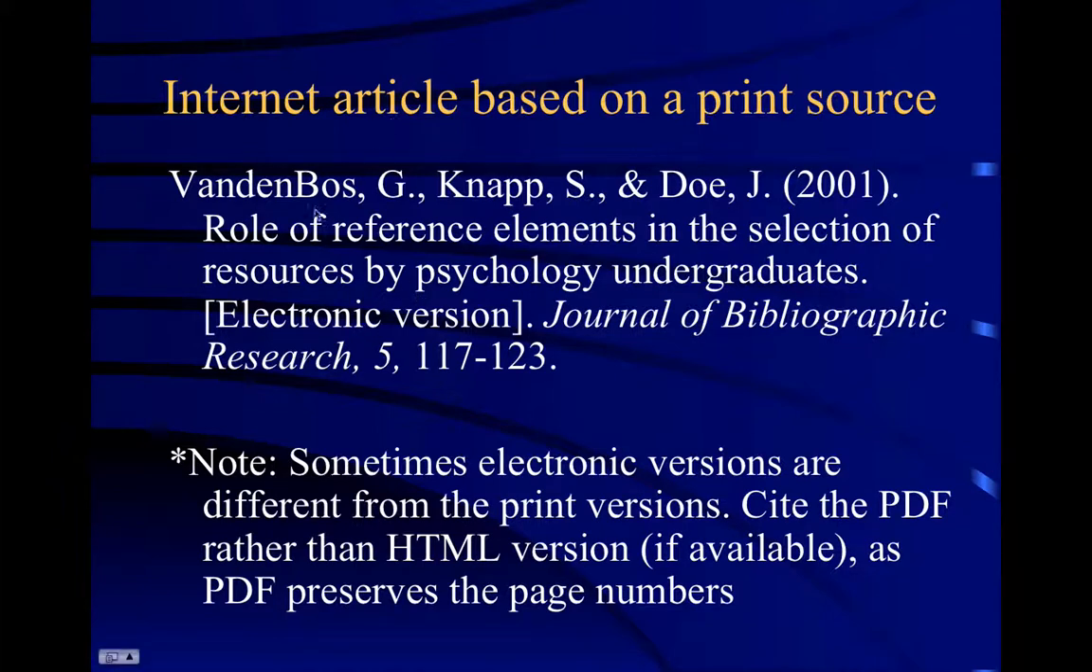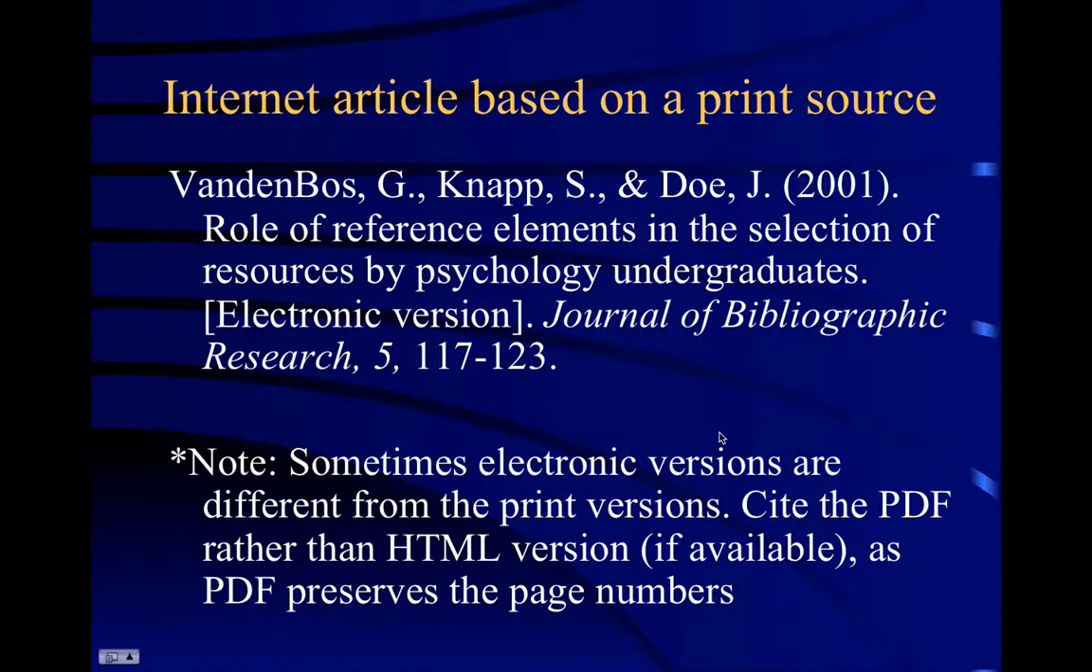So this is how you would cite it if you're getting it off of the internet. So you would use the last names of the authors again, publication date, the title of the article, and then you're going to write in brackets electronic version, then the title of the actual journal, and then the volume number and the page numbers. Now be sure that you use the PDF version so it doesn't mess up your page numbers, and not the HTML version. You want to really try to use PDF anytime that you can.